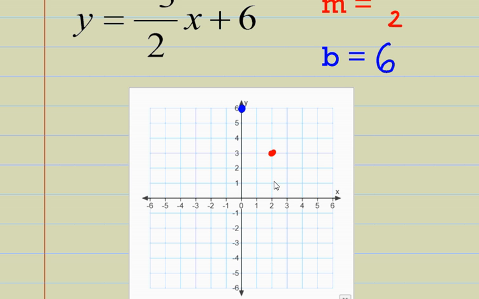Down 1, 2, 3, and right 2. Once I have a few points, I can then sketch in my line. That's an awful line. Oh, wait, I messed up. I didn't go right 2 on one of them. That's why. Down 1, 2, 3, and right 2. There we go. Now I can sketch in my line. And I've graphed it. Start at a y value of 6, down 3, right 2.